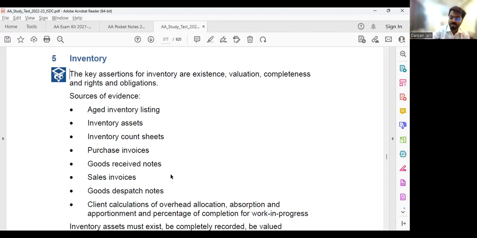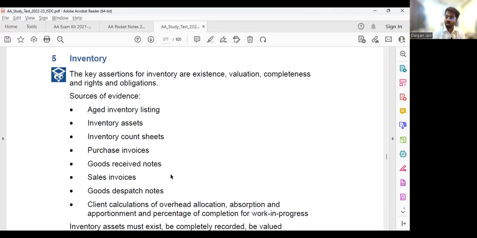The asset itself is again a source of evidence. You can go and physically inspect. Next, inventory count sheets. The inventory count which the management has to do. The company has to do an inventory count. They have to count what is the inventory, what is the number of inventory which is there in the warehouse. So that you will get in the inventory count sheets.